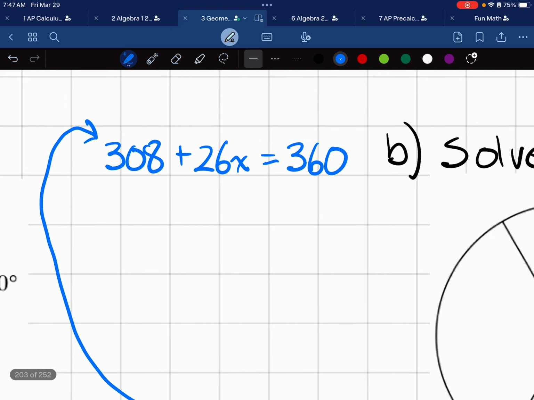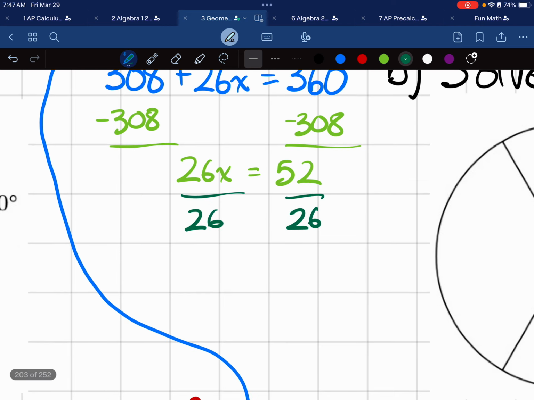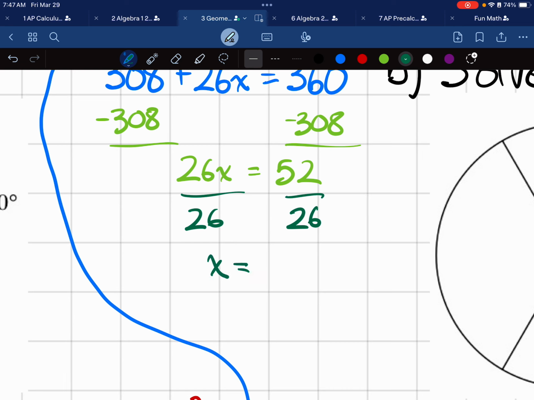From here, I can move this around and say, okay, minus 308 on both sides. And we can say 26x, therefore, is equal to 52. And two bars right here. And then from there, I'm going to divide by 26, divide by 26. And x is equal to 2, which is my final answer. I'll go ahead and box that.